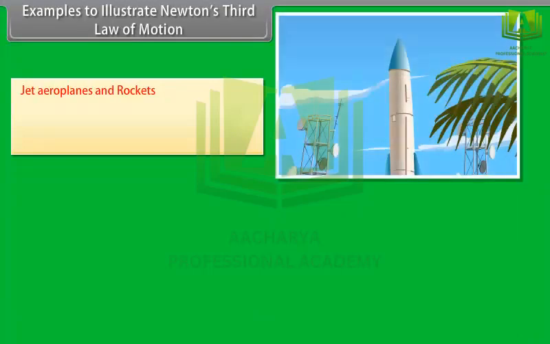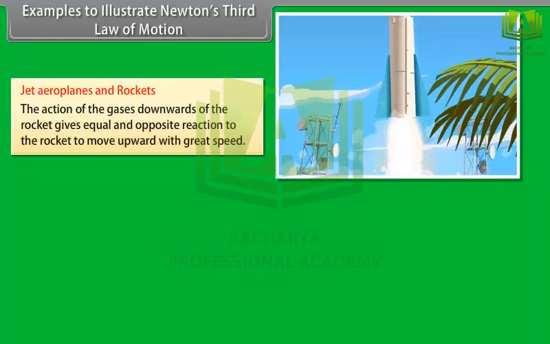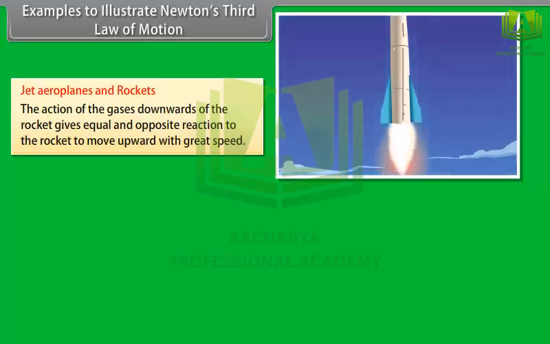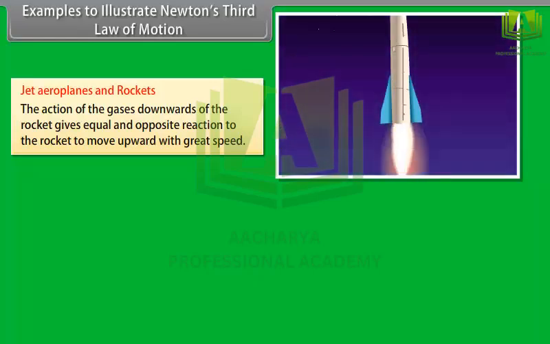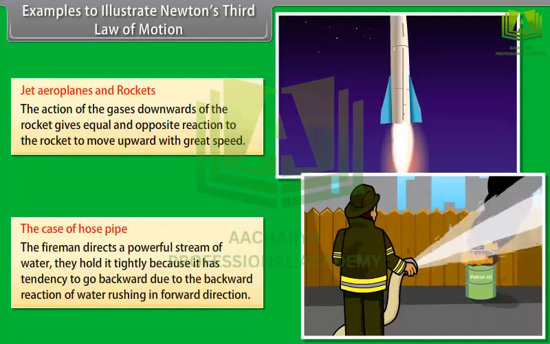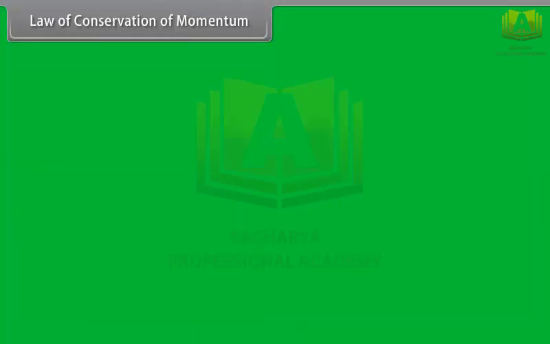Jet aeroplanes and rockets. The action of the gases downwards gives an equal and opposite reaction to the rocket, making it move upward with great speed. The case of a hose pipe. The fireman directs a powerful stream of water. They hold it tightly because it has a tendency to go backward due to the backward reaction of water rushing in the forward direction.